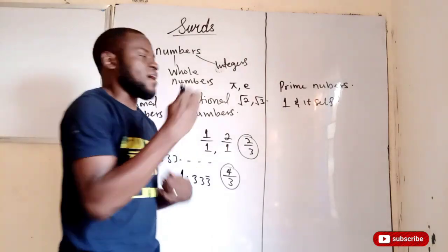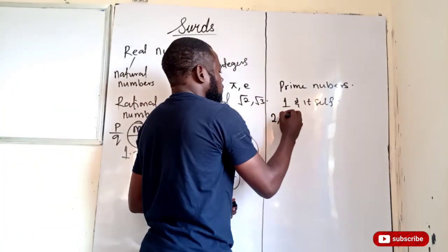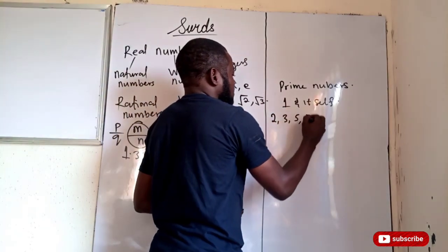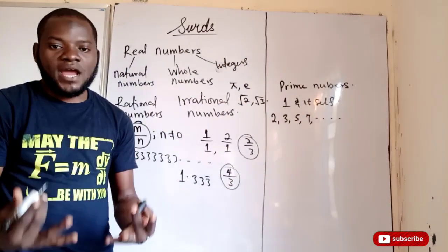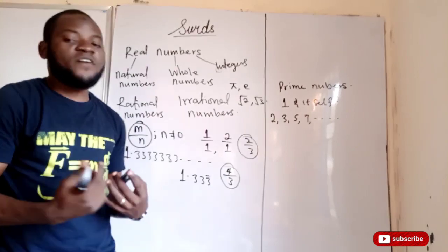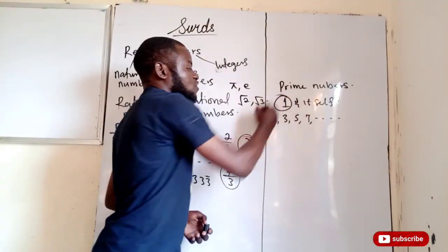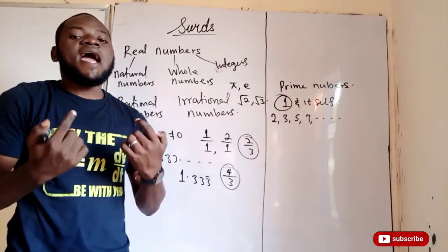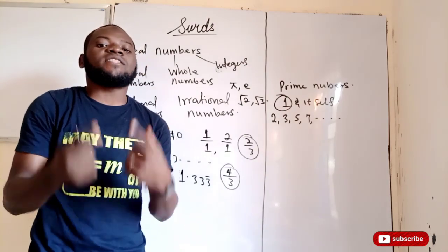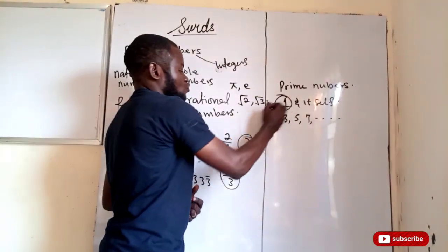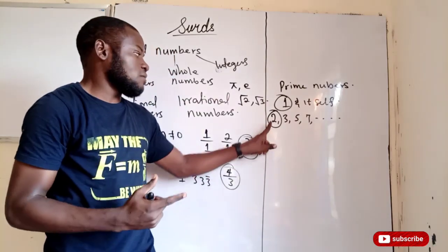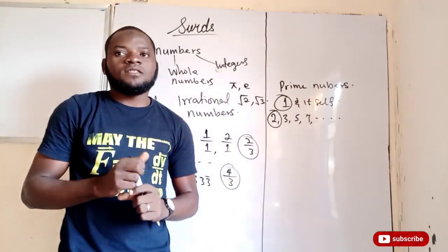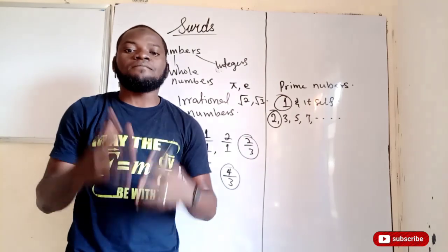Examples of prime numbers include 2, 3, 5, 7, and so on. 1 is not a prime number because the only factor it has is itself. And the only even number that is a prime number is 2. Now we can define the term surd.